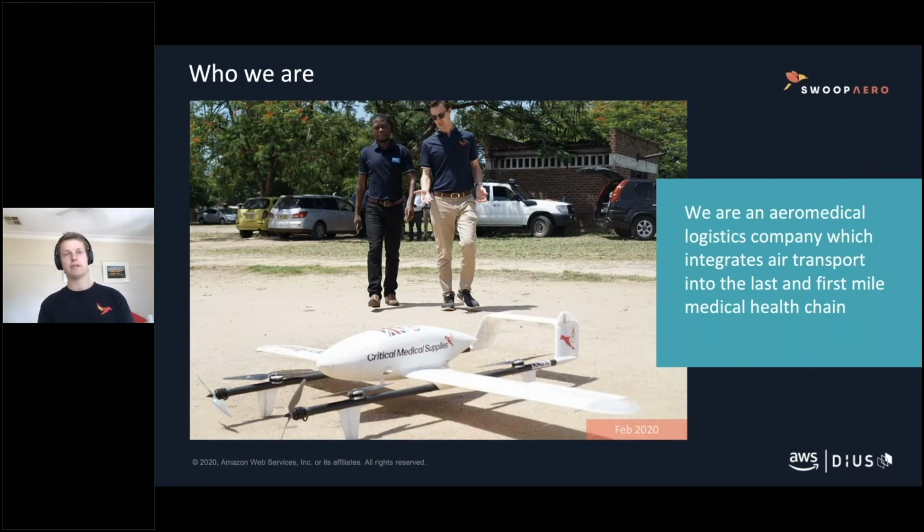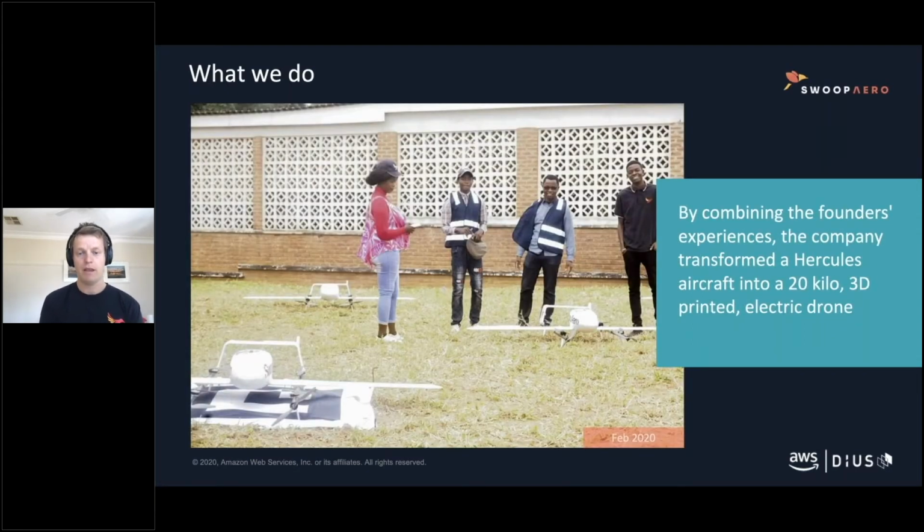The answer to this question was yes, it's technically possible, but our founders found the real question to be, what did a system look like that could do this sustainably, reliably, and safely every day of the week? By combining our founders' experience, the company transformed a Hercules aircraft into a 20-kilo 3D printed electric drone and simplified all the systems and processes surrounding aviation using software to build a full logistics platform.